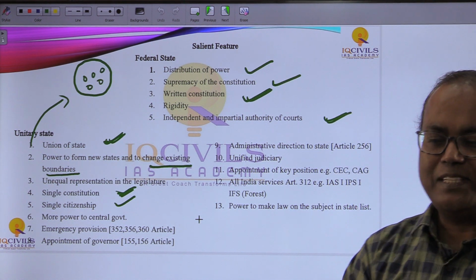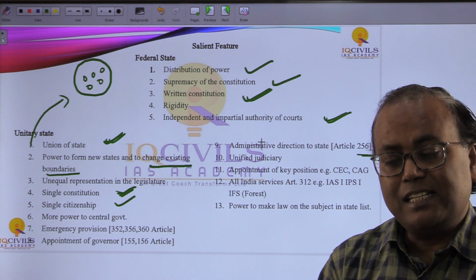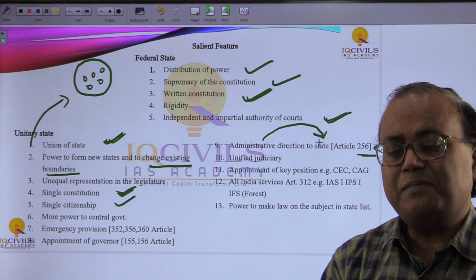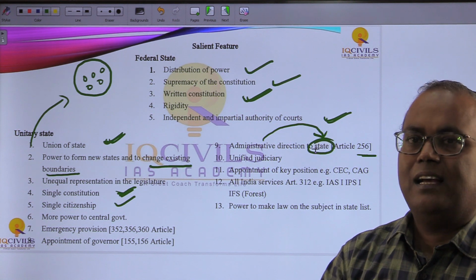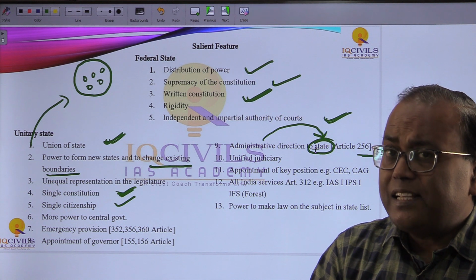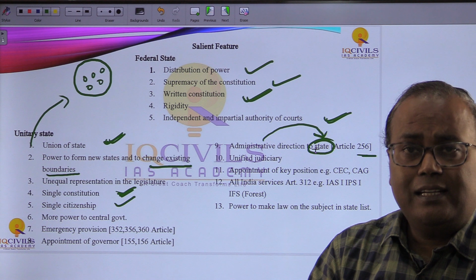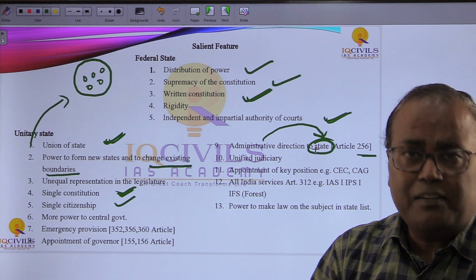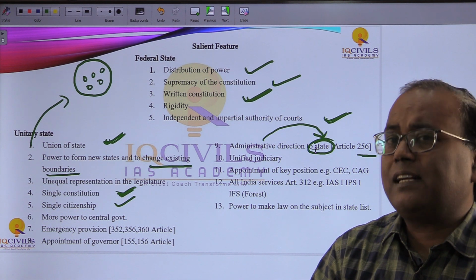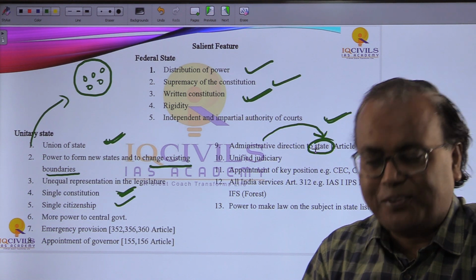Now, administrative direction under Article 256: the center can give administrative direction to the state under its jurisdiction, and if the state is not following that particular direction, it leads to a constitutional breakdown, and once there is a constitutional breakdown, it is a fit case for President's rule in that particular state.